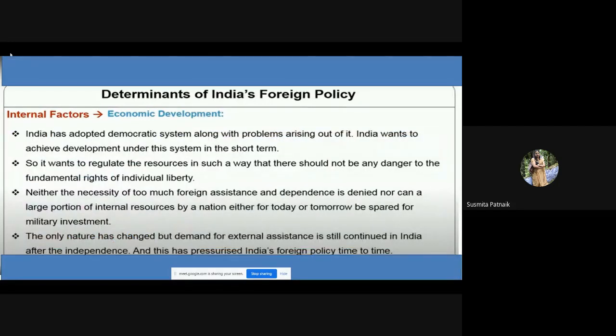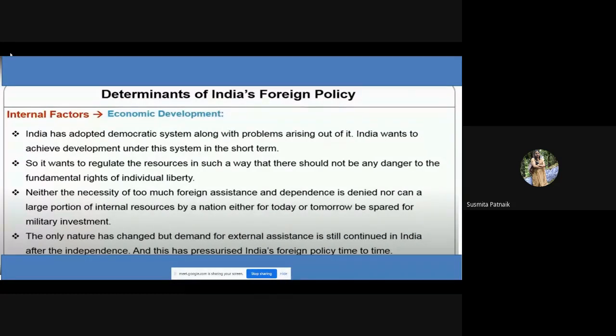Then the next one is called economic development. What is here the economic development? India has adopted the democratic system along with the problems arising out of it. India wants to achieve development under this system in the short term. So nowadays, India is a democratic system. It's a part of the democratic system.